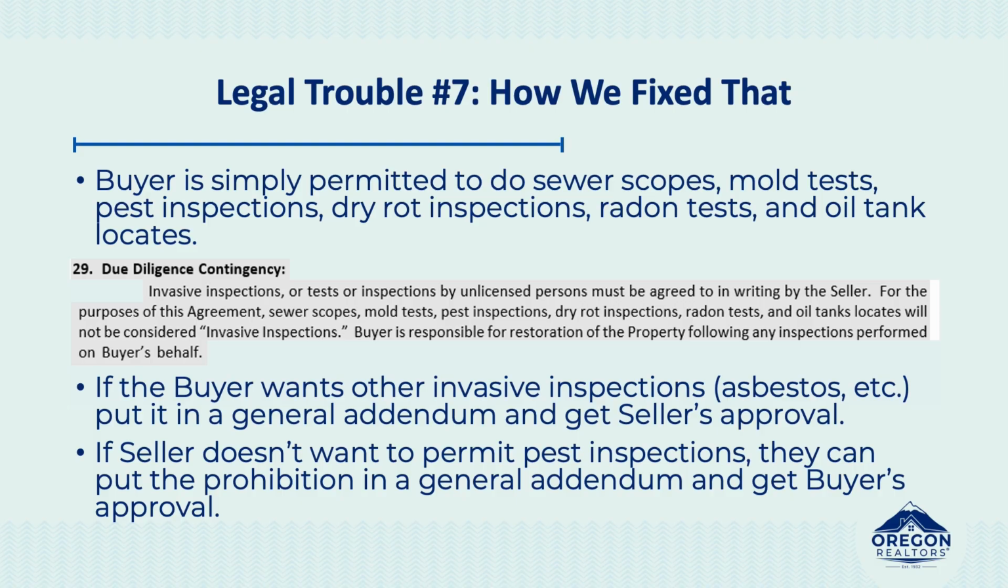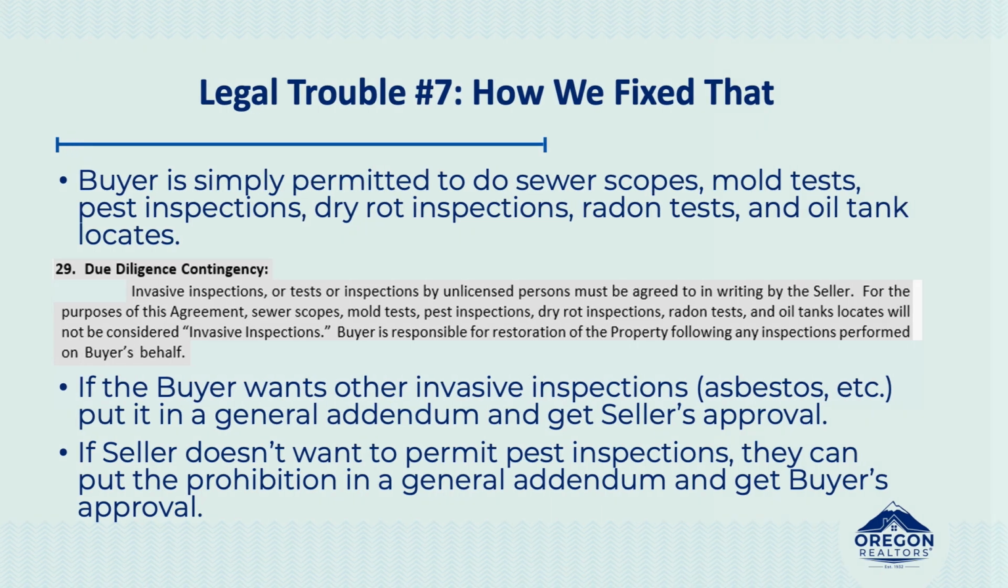If you want to do an asbestos test, where they're literally taking a souvenir from the house and sending it to a lab to see if there's asbestos, that is going to be invasive. You need seller approval. But for those commonplace inspections, sewer scopes, mold tests, pest inspection, dry rot, radon, oil tank, those things you can just do if you have an Oregon Realtors form.